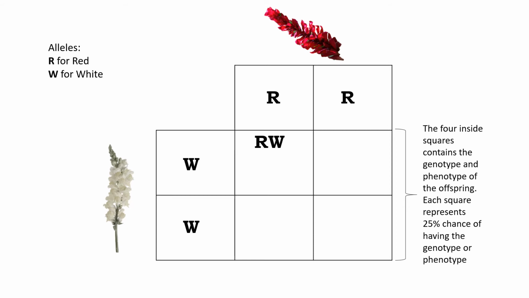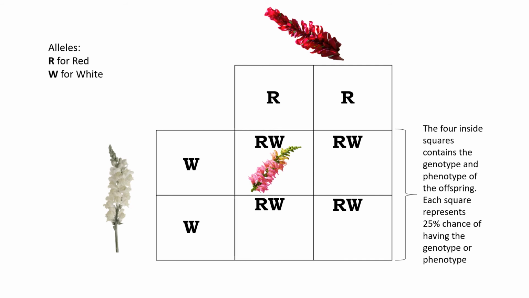So we have RW for the first empty square, another RW for the second empty square. For the third one, we combine R and W, so that is RW. And lastly, we have RW. Now, since red color is not completely dominant over the white color, what would be the outside appearance of the flower, which will be produced by the crossbreed between red and white snapdragon? Let us see. So what's the color?